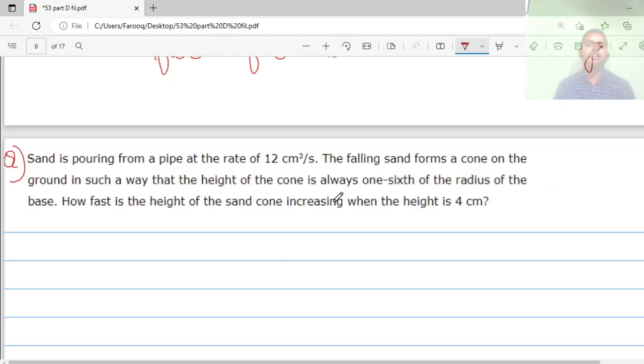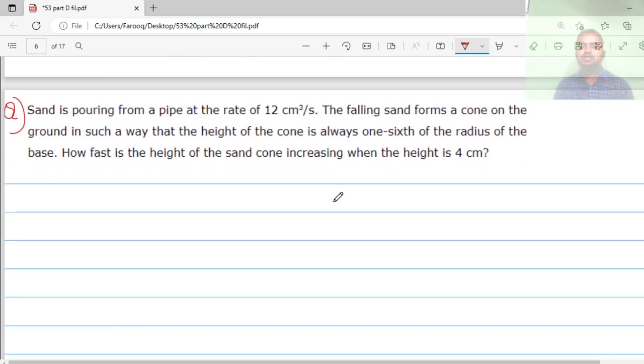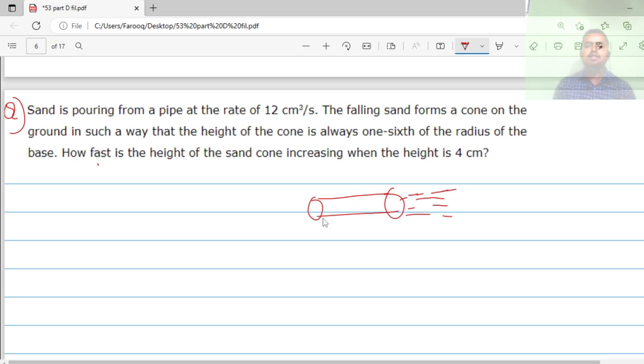So the next question: sand is pouring from a pipe. So this is the pipe. From this pipe, the sand is pouring at the rate of 12 centimeter cube per second. This is the volume, that is dV by dt, 12 centimeter cube per second.